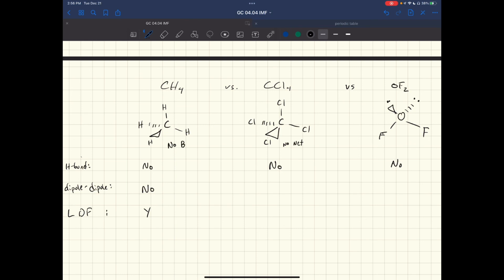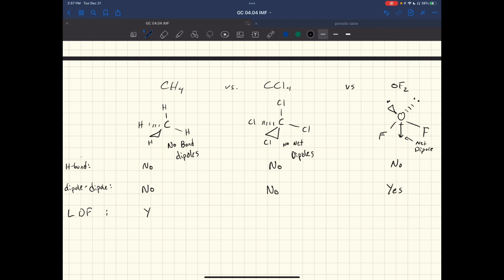This one was no bond dipoles. This one was no net dipoles, which means no dipole-dipole interaction. Here, OF2, I do have bond dipoles. They point out. Nothing cancels. They're going to add together. The net dipole is going to bisect the angle between those two fluorines, which means that we will get a net dipole, which means that we can do dipole-dipole. So here's our net dipole.